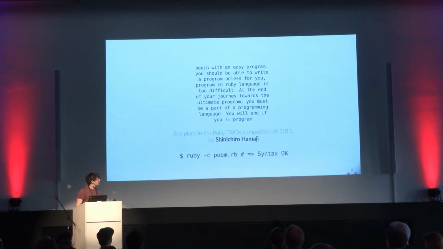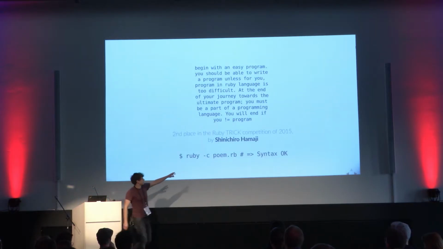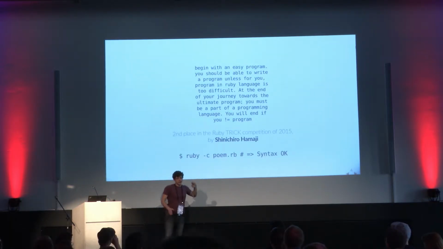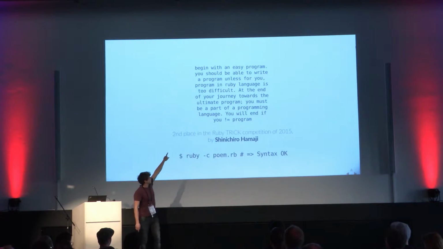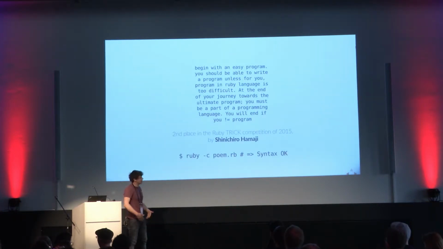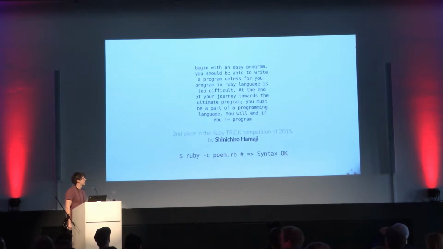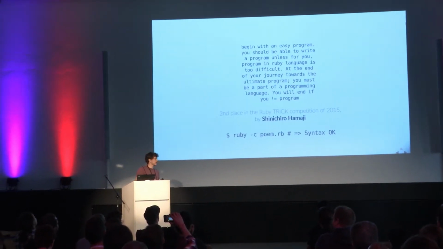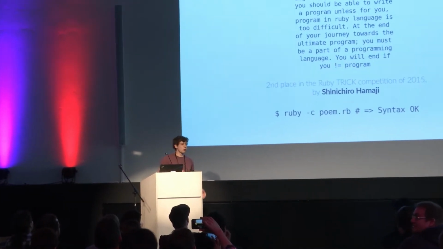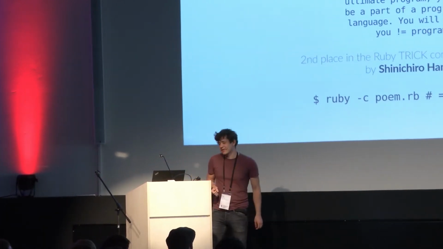You can use the Ruby -c option to check the syntax of a program, and what you see there, it's valid Ruby. It doesn't do anything. It just fits the program, but it's valid. And this won the second place of the TRICK competition, which is a competition held by the Ruby core people which encourages people to check out the boundaries of the language and to point out more possible surprises in the language.